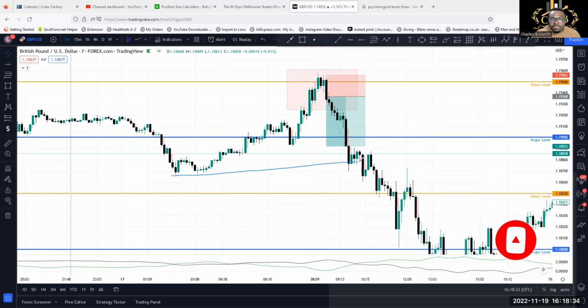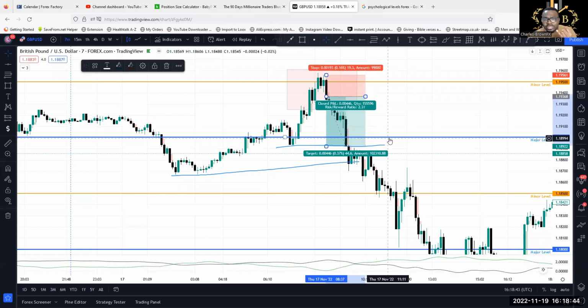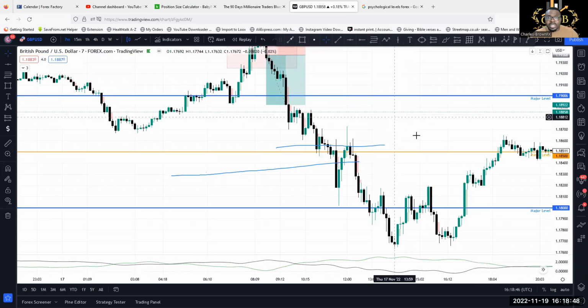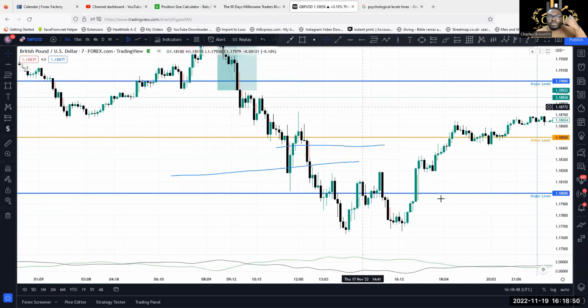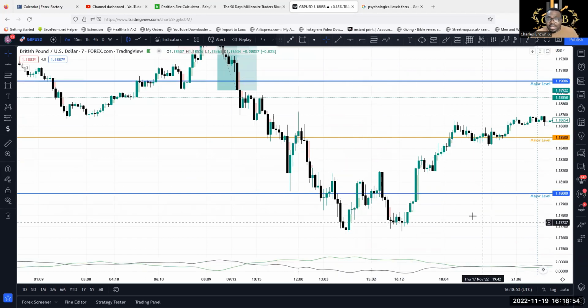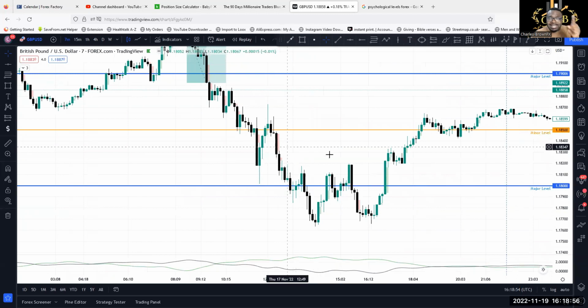Target this level or target this level, and that's it. And guess what? That was your trade. Now, this is how you can trade psychological levels. First of all, practice how to design it, how to set your chart on psychological levels. And then you want to be able to see the chart pattern or candlestick pattern that you like to trade around these levels.